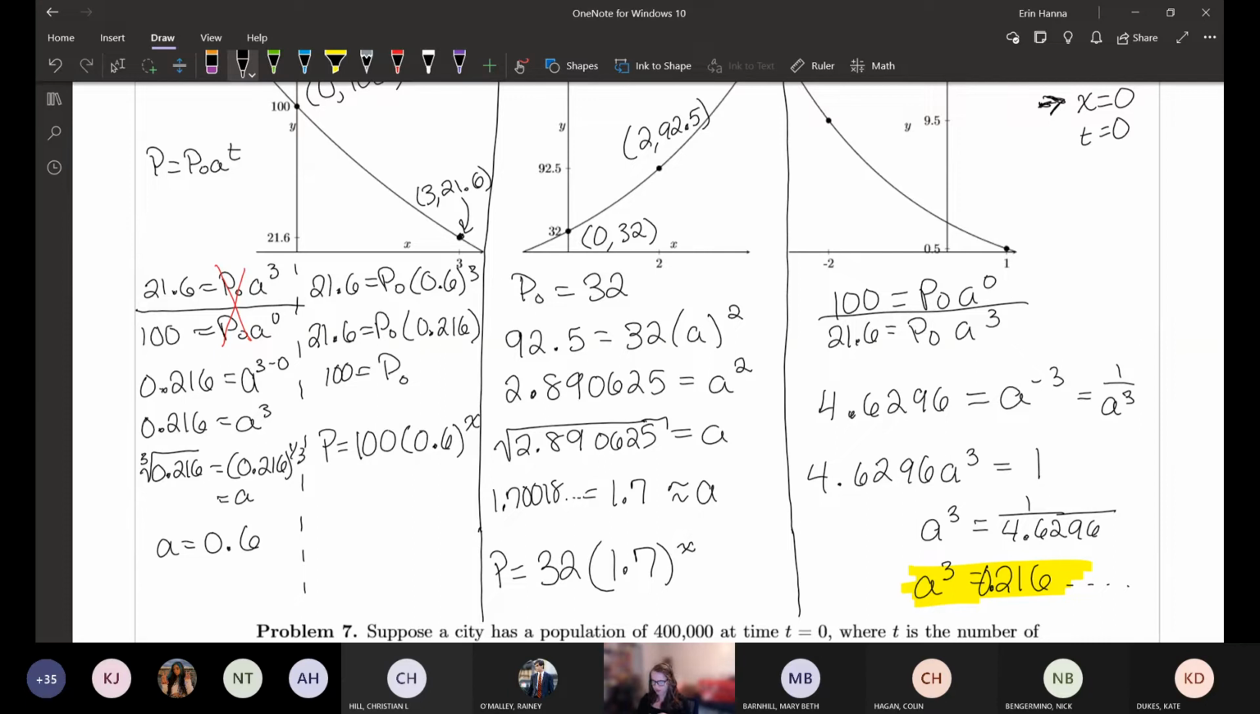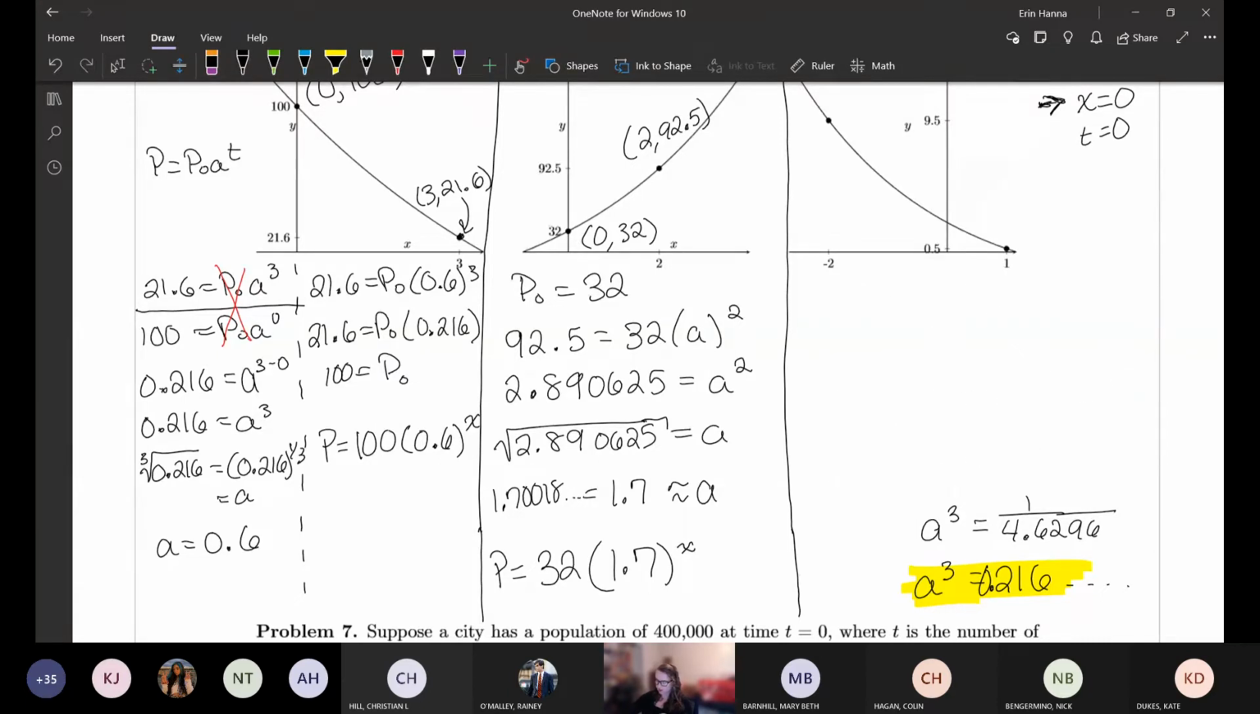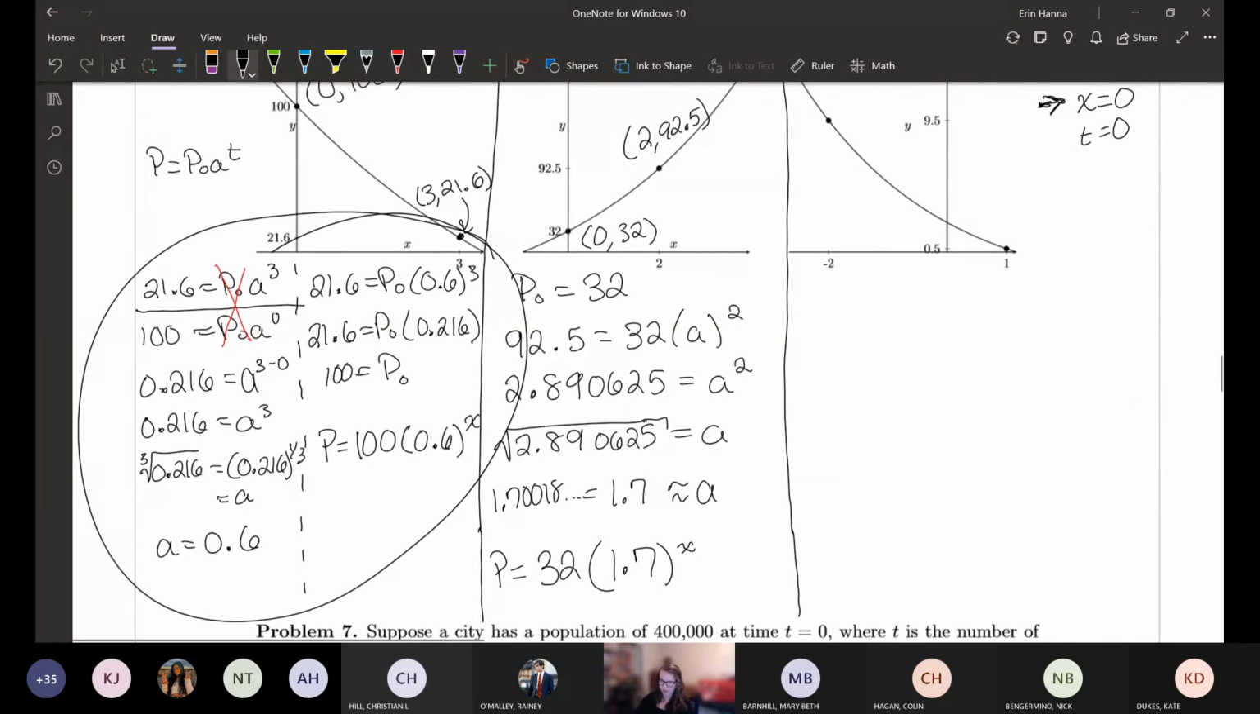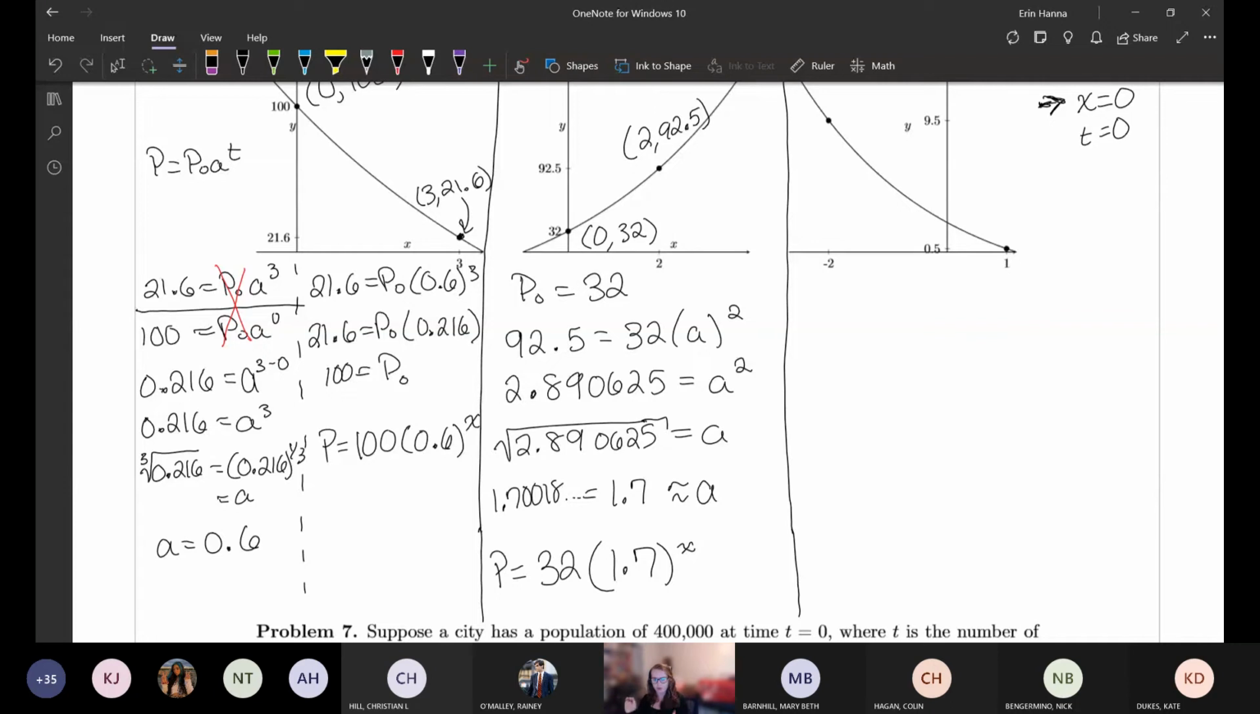So now let me erase this so we can get to this third problem. Questions, concerns on that? Again, you could have used the entire full nasty process that we did over here. It would have been fine. You would have put 92.5 equals P naught A squared on top of 32 equals P naught A to the 0. If you want the algebra to be nice, divide the two, then you'd be right at that point, and then you'd finish it out.